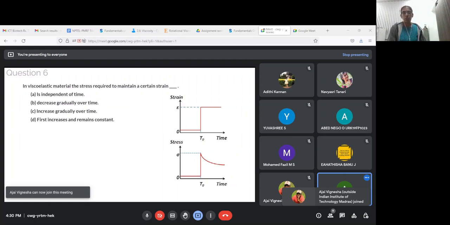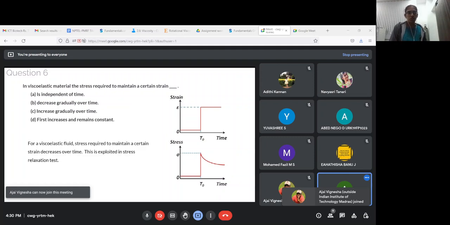So the answer to this question is not option D, it is actually option B. It gradually decreases over time and is found to be exponential in manner. This is a characteristic property of a viscoelastic material, where it becomes much easier to give that certain strain in a viscoelastic fluid as time passes. This property is actually exploited in something called a stress relaxation test.